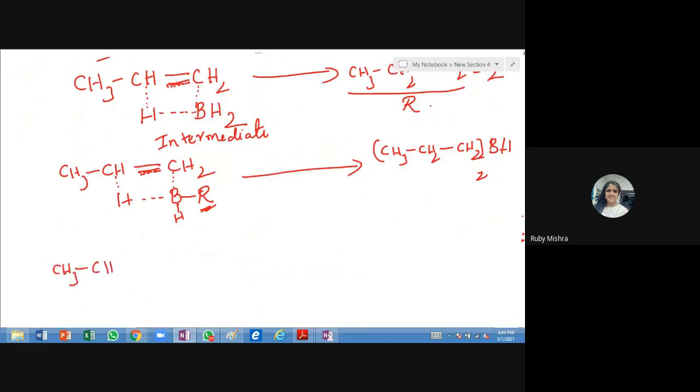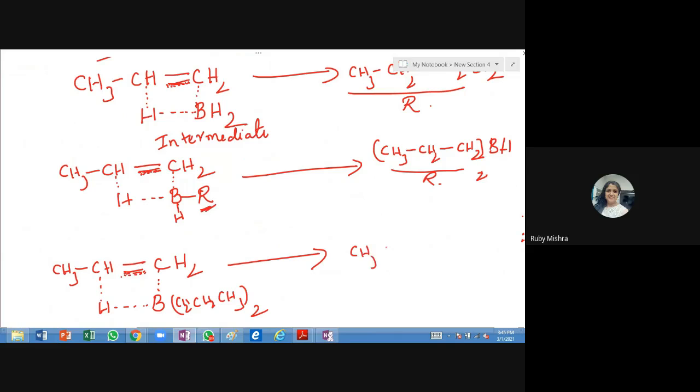Then again the third molecule of alkene, CH3CH=CH2, reacts with this B, and again this is not a partial bond, and here we have R2. And what is R2? This is R, which is nothing but CH2CH2CH3 twice. So basically we get again (CH3CH2CH2)3B. So this is a trialkyl borane. We will be getting this trialkyl borane.